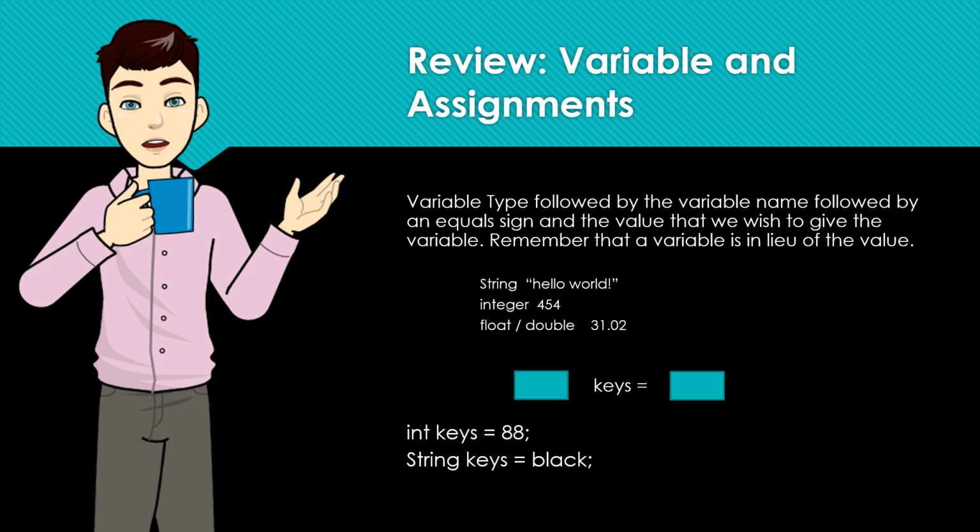So here you see we have given the variable keys a type of integer and a value of 88. Or we can give the variable keys a type of string and a value of black. Remember that the variable will take the place of the value. We write these statements at the beginning of our code so that it is easier in the end to change the value if need be. Also, by creating this setup, we make it easier to change the value at any time. We won't have to look through tons of code to find each instance of the value. Java will simply replace the variable with whatever value we assign it.